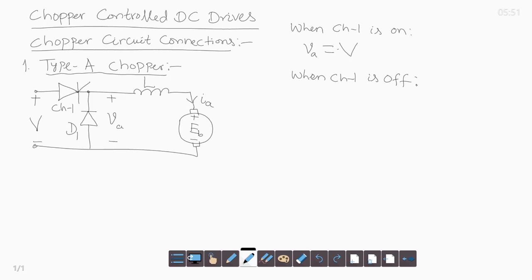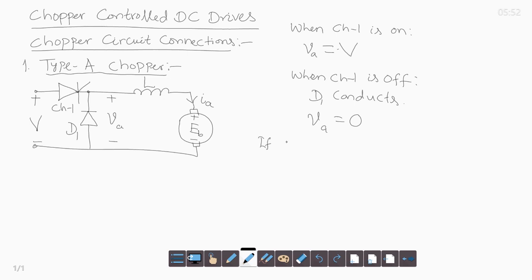So the machine circuit is inductive in nature, and when chopper 1 is switched off, current has to flow in a path, since current in an inductive circuit cannot change instantaneously. Accordingly, the induced voltage L dI by dt across the inductor will be such that diode D1 will be forward biased and go into conduction when chopper 1 is off. So D1 conducts when the chopper is off, and when D1 conducts, VA equals 0.